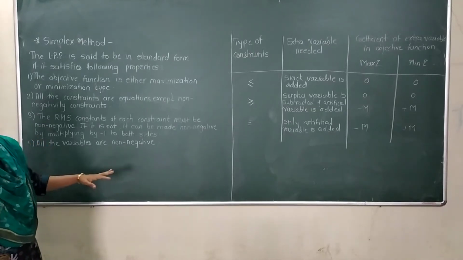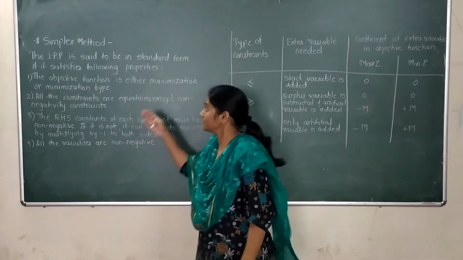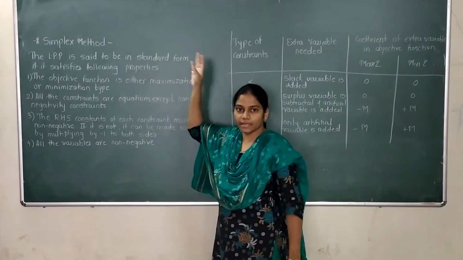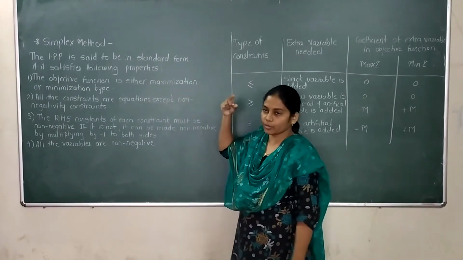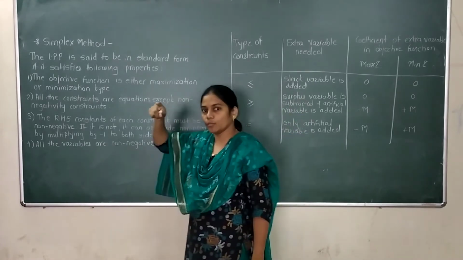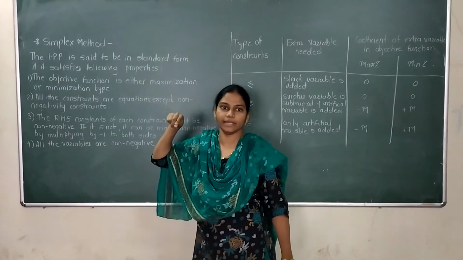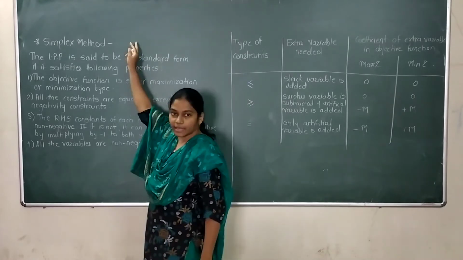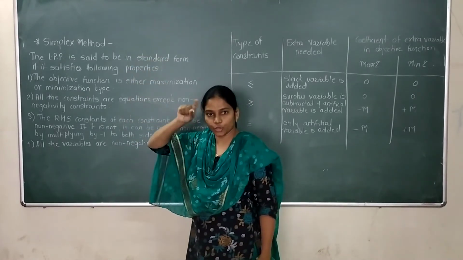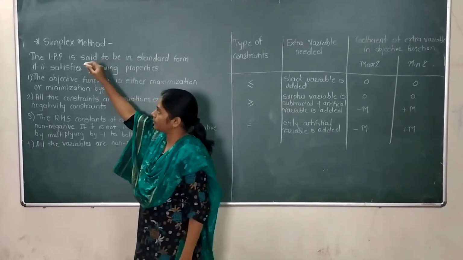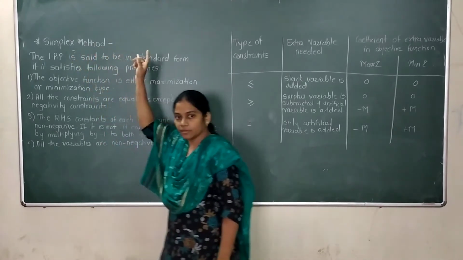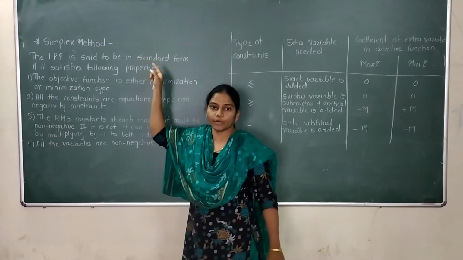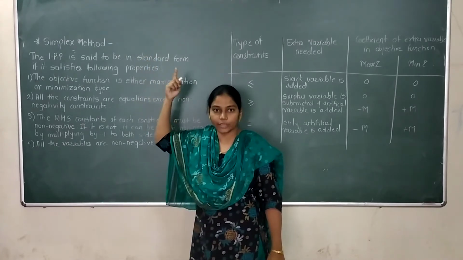Today we are going to start the simplex method. The linear programming problem involving two variables can be solved by using the graphical method. But if more than two variables are there in a given linear programming problem, then the graphical method fails to solve that linear programming problem. So here we are going to introduce the simplex method, which is used to solve the linear programming problem involving two or more than two variables.